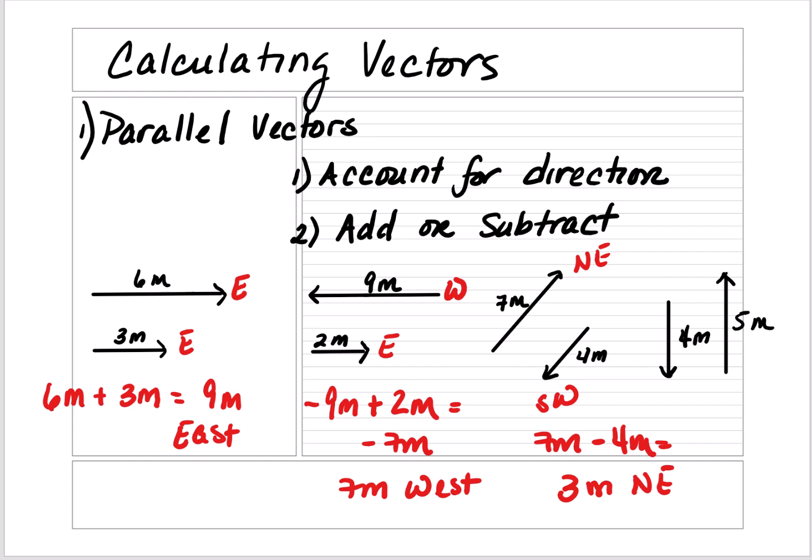In the last example, the 4 meter is going south. The 5 meter is going north. So this is going to be negative 4 meters plus 5 meters. So this is going to equal 1 meter north. By the way, you could also make west positive, but if you make west positive, then you have to note that east is negative. Same goes for north and south.